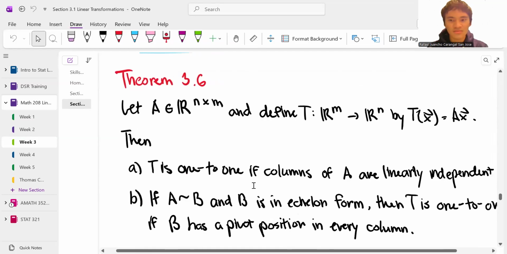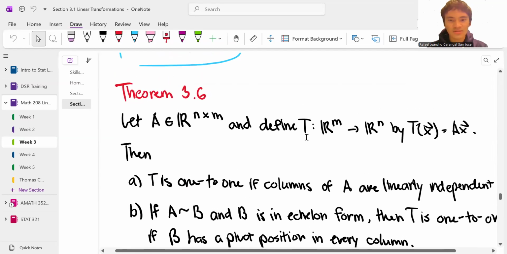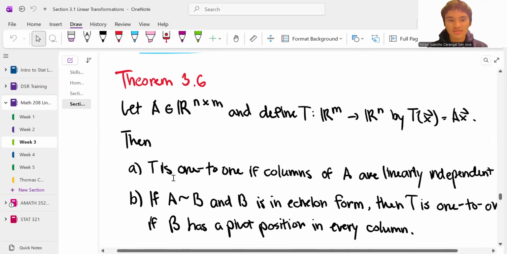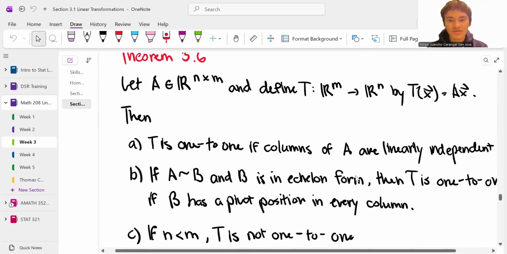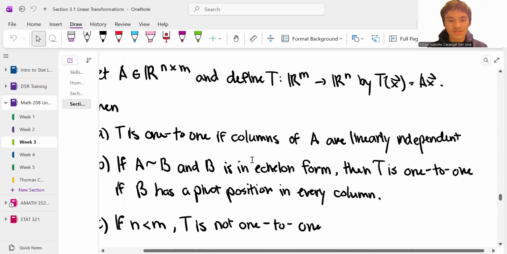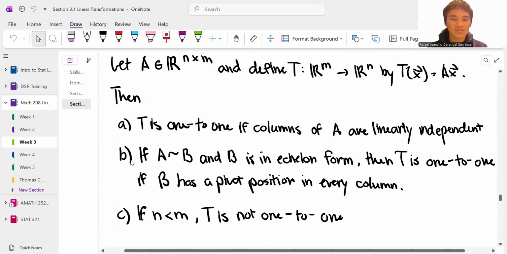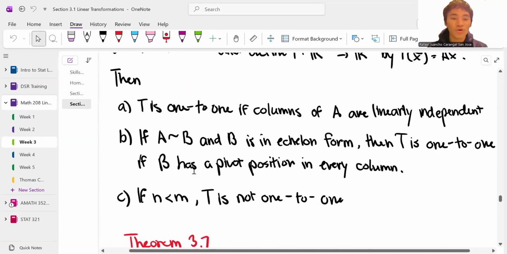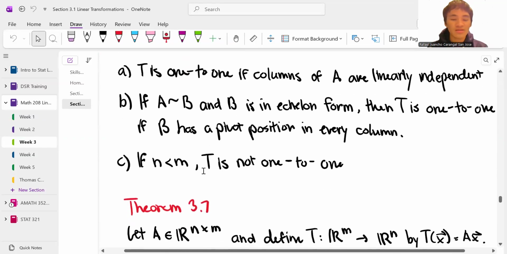Okay, we let A be n by m, and T is a transformation from R^m to R^n. T is one-to-one if the columns of A are linearly independent, so that means there's a pivot position in every column. If n is less than m, T is not one-to-one.